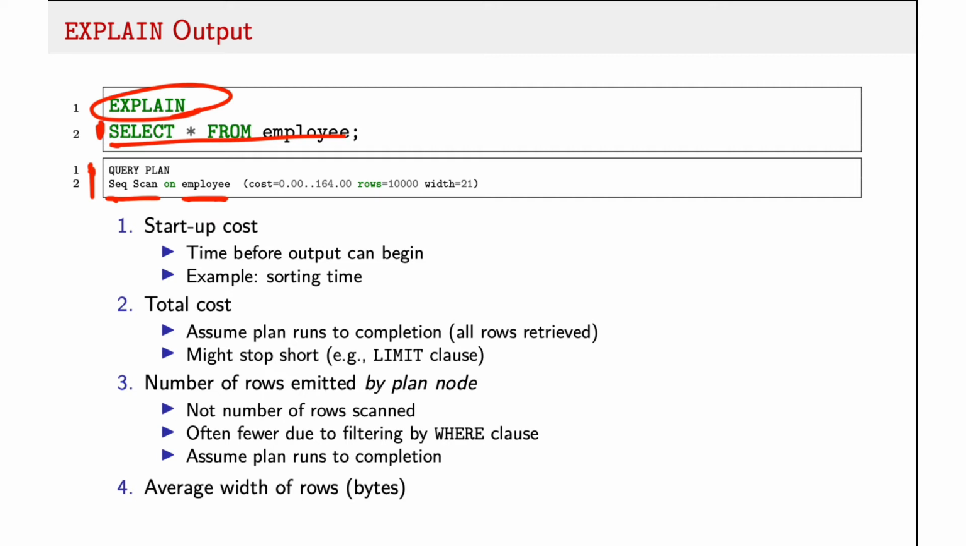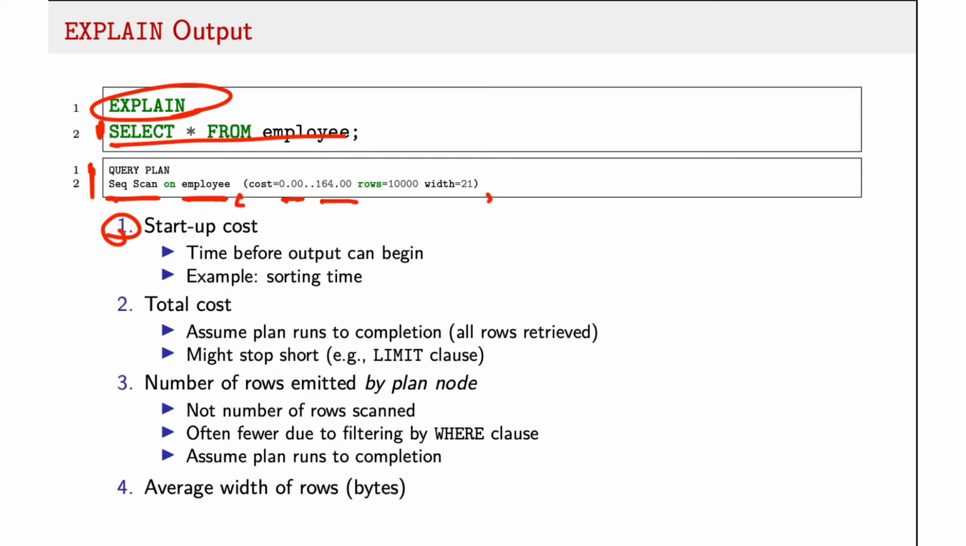Now the interesting part here is what's shown in the parentheses after that. There are several things going on here. The first is some cost estimates. So you see cost equals 0 to 164. There are two pieces in there. The first number is what's called the startup cost. This is the amount of time that's going to be taken as part of executing this query before the relational database system can start to output stuff. In this particular case, it shows that the startup cost is 0.